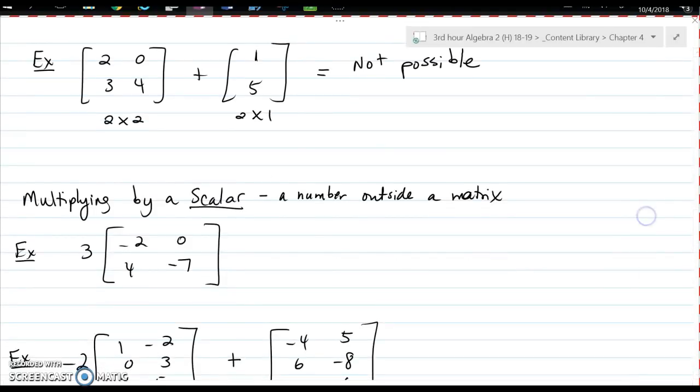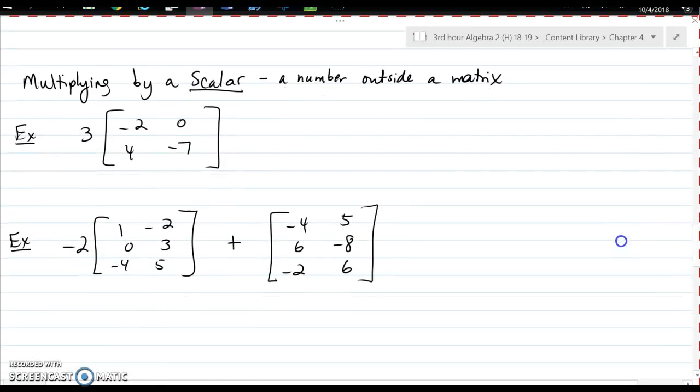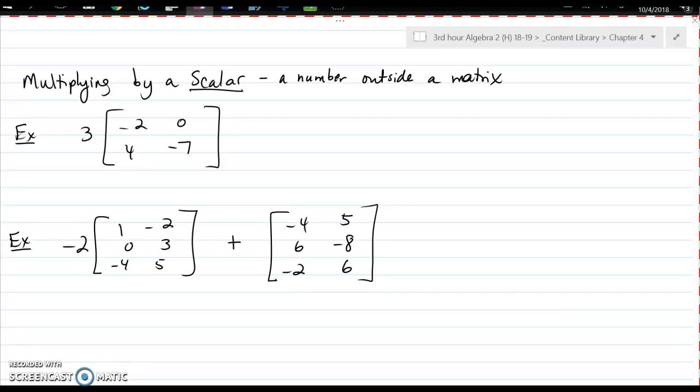Okay, so the next operation that we're going to do is we're going to multiply by something called a scalar. A scalar in matrix math is any number that is outside a matrix. One more time, a scalar in matrix math is any number that's outside a matrix. So I can multiply a matrix by a scalar of 3. And the way that I do that is I multiply every single entry by 3. Very simple. We multiply every single entry by whatever the scalar is.